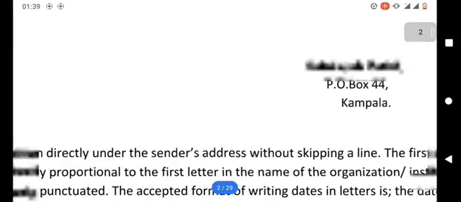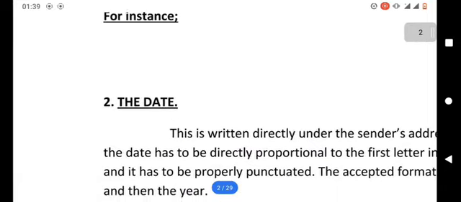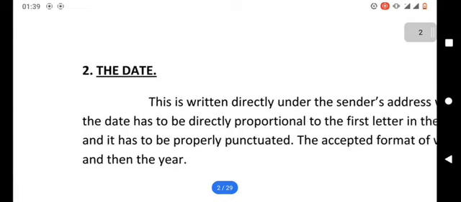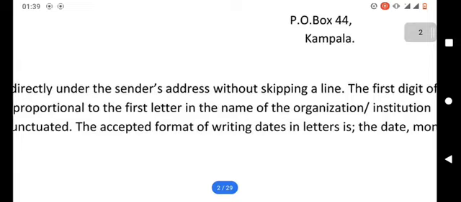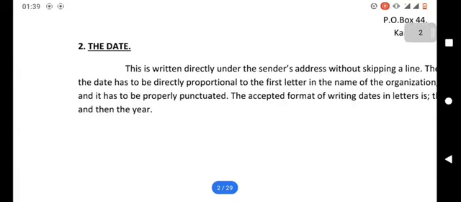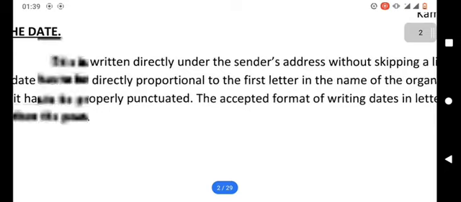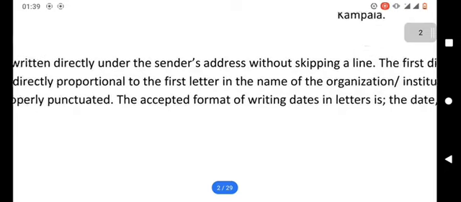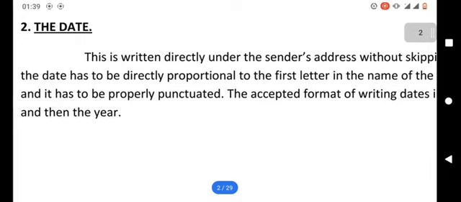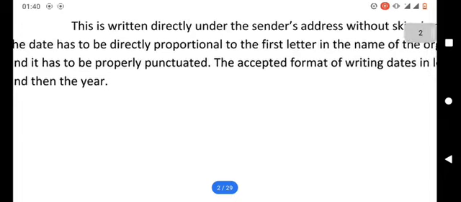Then let us move forward. What is our item number 2? Item number 2 is the date. This is written directly under the sender's address without skipping a line. The first digit of the date has to be directly in line with the first letter in the name of the organization or institution, and it has to be punctuated properly.